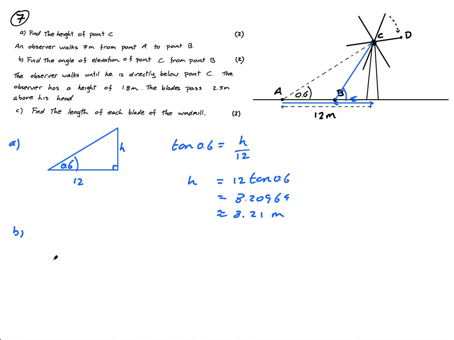So again, I could actually draw another triangle. This is going to be H. That's a right angle there. This is H, which we know to be 8.20964. This I know is 5. This, let's call it theta. So now I'm going to say the tan of theta is equal to 8.20964 over 5. And then theta is just the inverse tan of this.